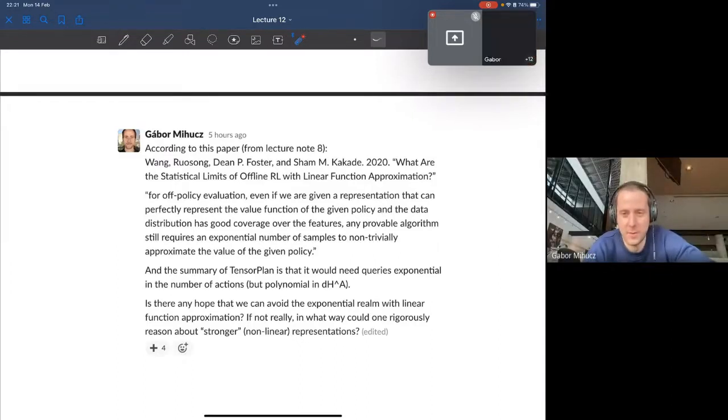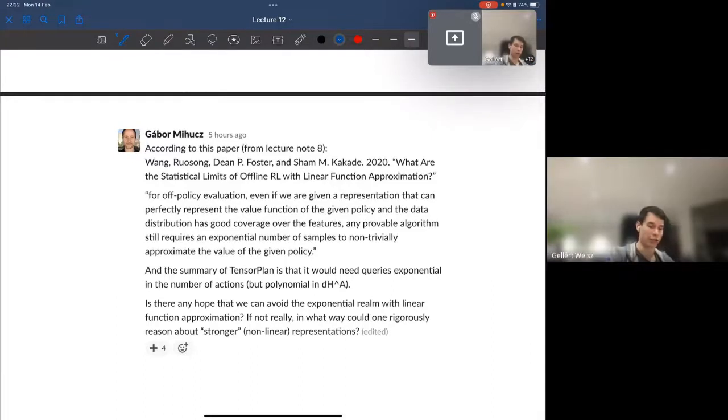So basically, I was just wondering, there was this paper posted in lecture note 8 where this exponential term came up, and then also in TensorPlan, we have that it's exponential in the number of actions the query is, but it's polynomial in d to the power of A. So I was just wondering if this exponential part is inherent to linear function approximation, or if there is any hope to avoid it, and if not, how could we reason about stronger representations, because this expression came up in the paper as well.